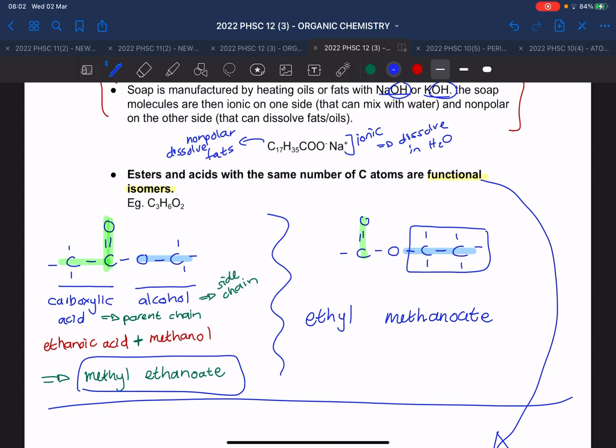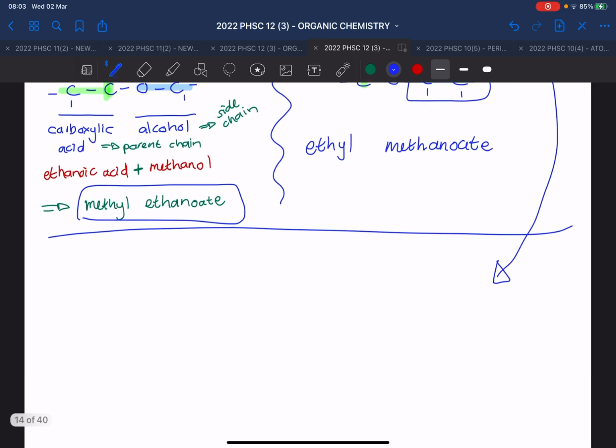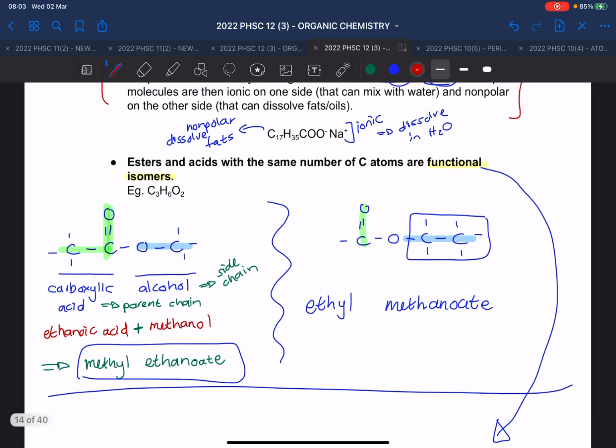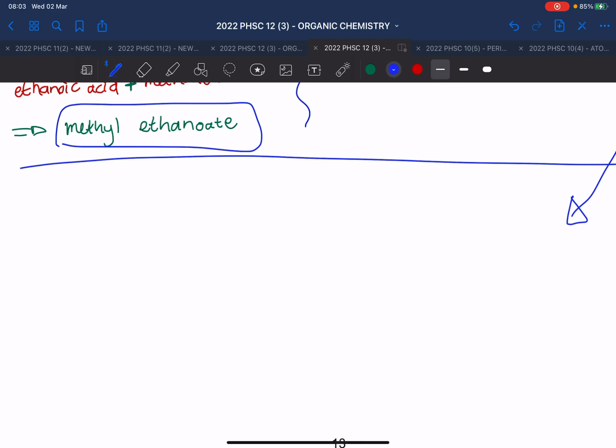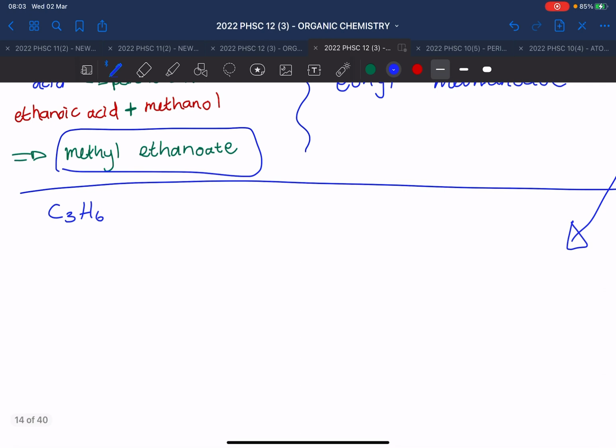Now when we have a functional isomer, it means the molecular formula is the same, but the functional group is different. The definition for that is on the next page; we'll get to that. What's the functional group? Carboxylic acid, ester, ketone, aldehyde, and so on. So when we look at this molecular formula there, we have C3H6O2.